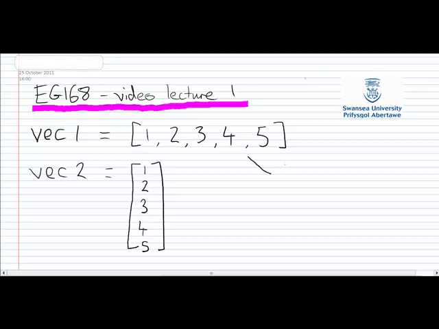So here we have a row vector. Here we have a column vector, and both of these things are 1D arrays. Okay, so the row vector and the column vector are both 1D arrays.